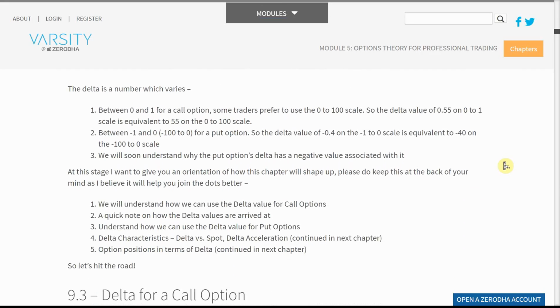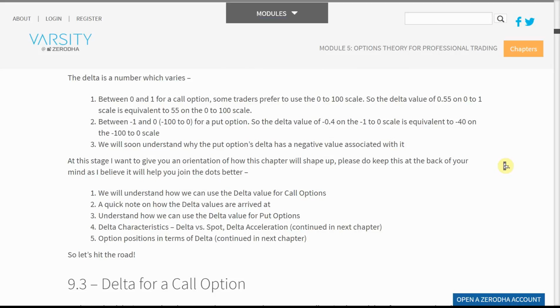The delta is a number which varies between 0 and 1 for a call option. Some traders prefer to use the 0 to 100 scale. So the delta value of 0.55 on the 0 to 1 scale is equivalent to 55 on the 0 to 100 scale. Between -1 and 0, or -100 to 0, for a put option. So the delta value of -0.4 on the -1 to 0 scale is equivalent to -40 on the -100 to 0 scale. We will soon understand why the put option's delta has a negative value associated with it.